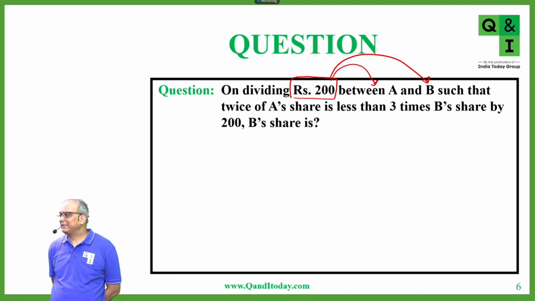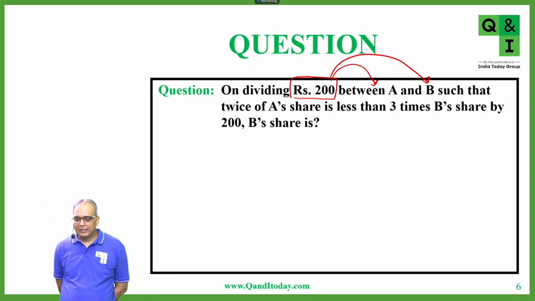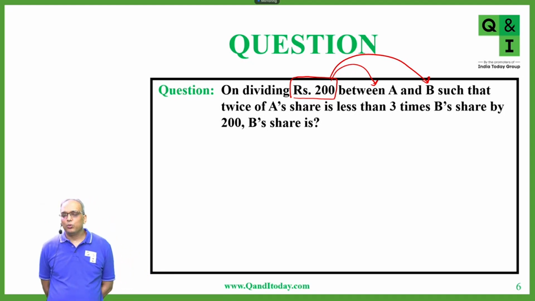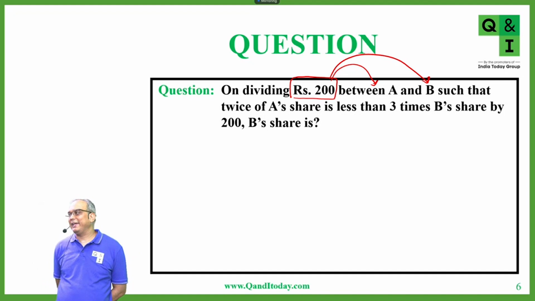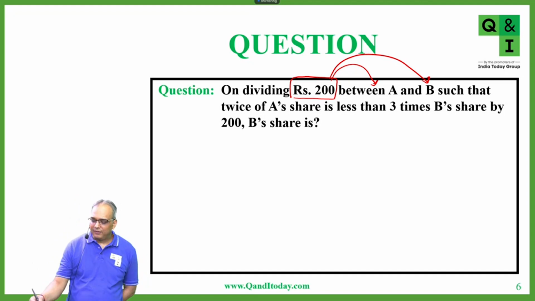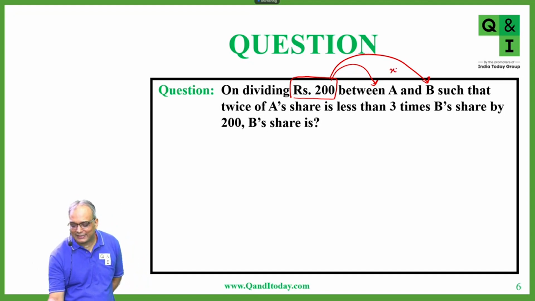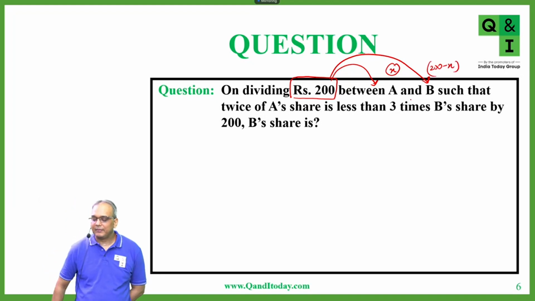Are you able to understand the question? So 200 rupees is divided between A and B. So if the share of A is X, the share of B is going to be 200 minus X, right?